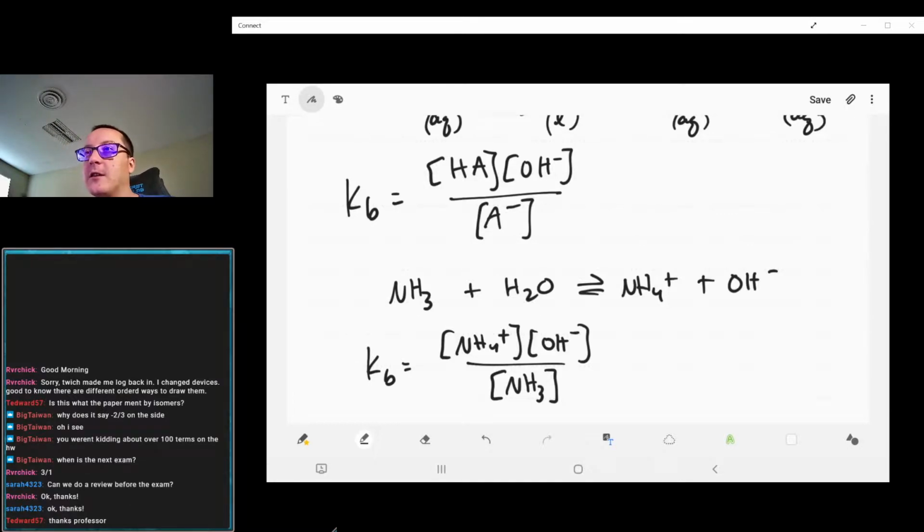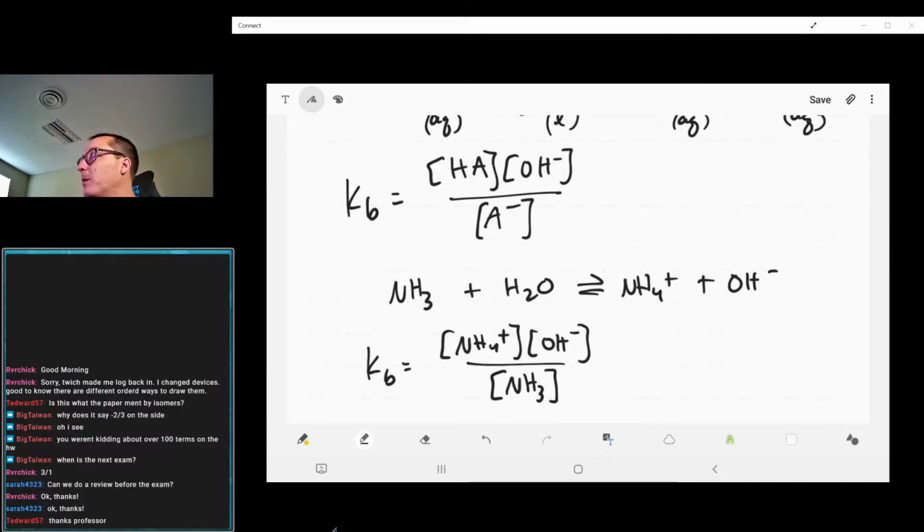So in this case, our A minus would be ammonia and our HA would be ammonium. Again, the difference is one more positive charge and one more hydrogen, the H plus, of course. This equilibrium is going to work exactly the same as it did for acids. So if we look up the Kb for ammonia, we can do some work with it.